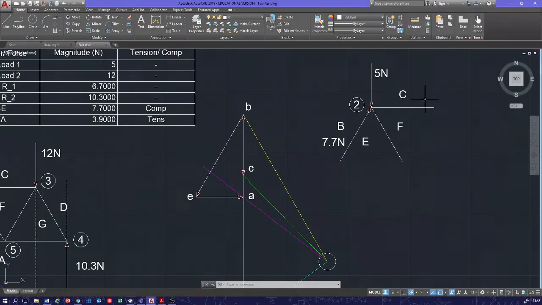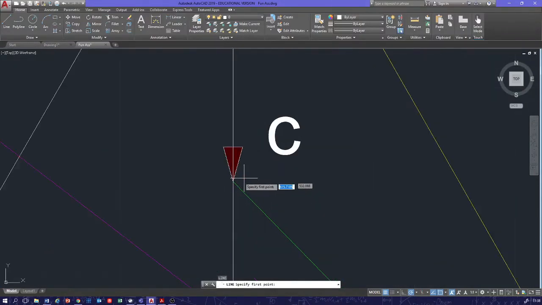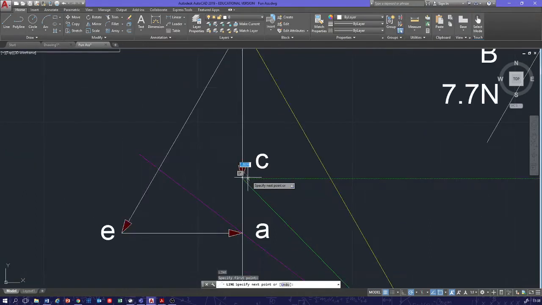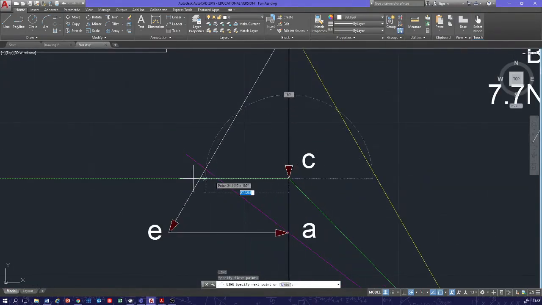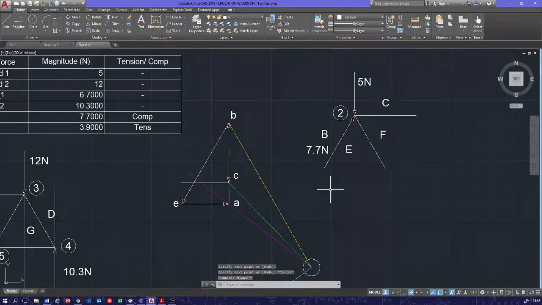Okay, so our horizontal line, C to F. Well, we don't know where F is, but we know this horizontal line must pass through C. So let's quickly draw that in, and I'm just going to make sure I'm getting the right point there. Okay, so there's our horizontal line. I'm just going to extend that out there. So that's C to F. We don't know where F is yet, but we'll find out shortly.